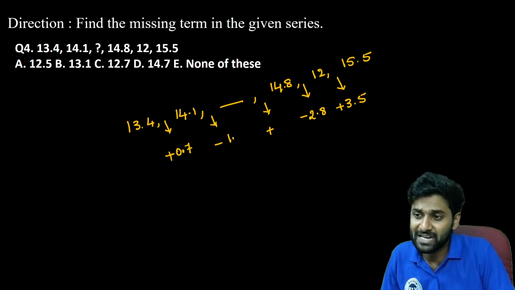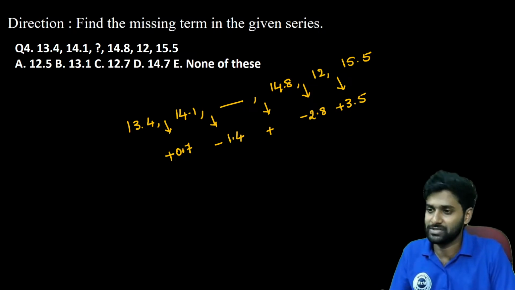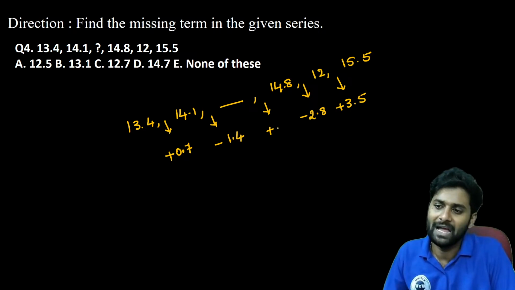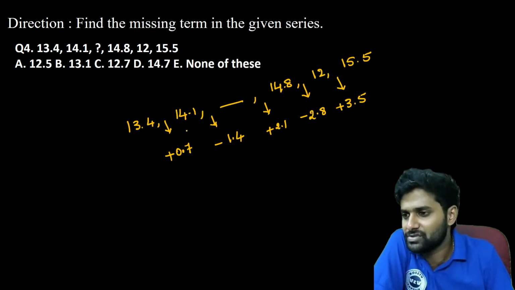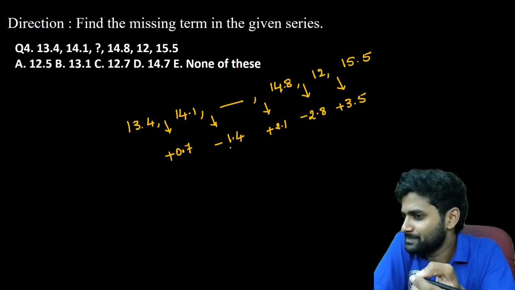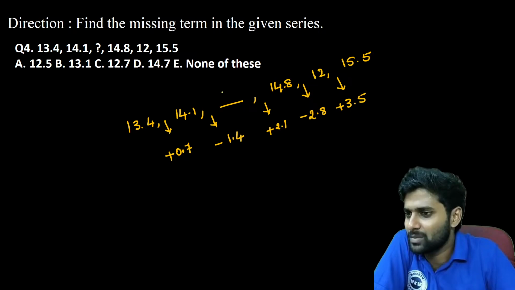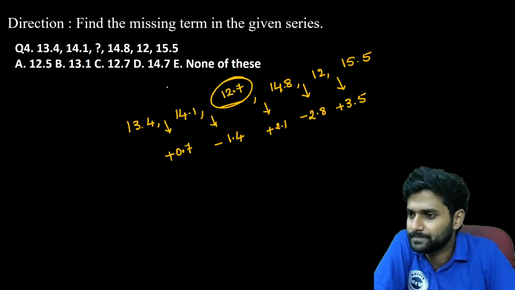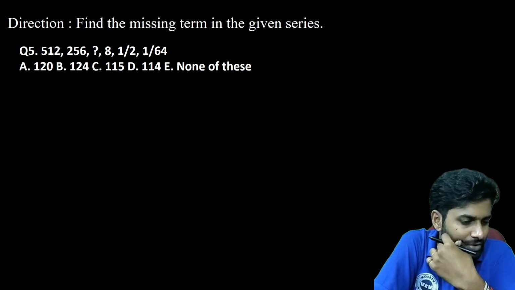Now see, you have to subtract 1.4. You can understand this is a multiple of 7 logic. 0.7, 1.4, and the next number must be 2.1. And next you have to subtract 2.8, you will get 12. Now see, 14.1 minus 1.4 becomes your answer. So 11 minus 4 is equal to 7. Its value becomes 12.7. You have to choose your option. Next. Question number 5.